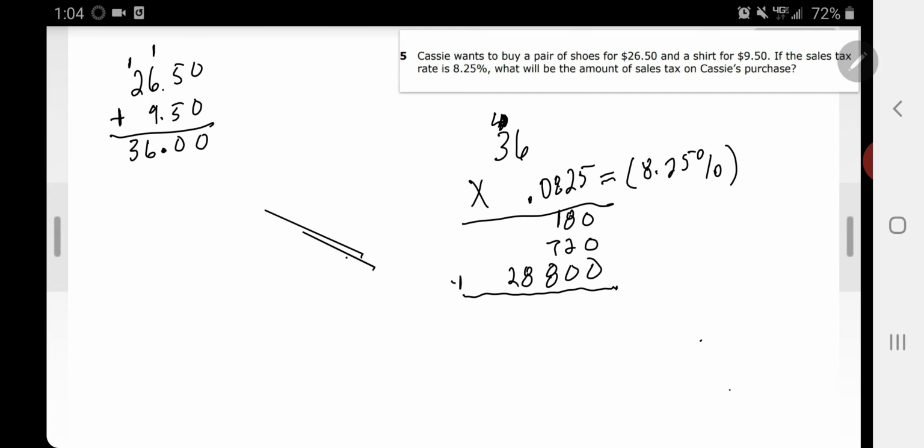So add this all up. Adding 0 plus 0 plus 0 is 0. 8 plus 2 is 10. Let's bring the 1 over. 1 plus 1 is 2. 2 plus 7 is 9. And 9 plus 8 is 17. 1 plus 8 is 9. And lastly, just bring the 2 down. We can see we have no digits after the decimal here. But we do have 4 here, so let's move this over 4 places. 1, 2, 3, 4. So it looks like she'll be paying $2.97 in sales tax.